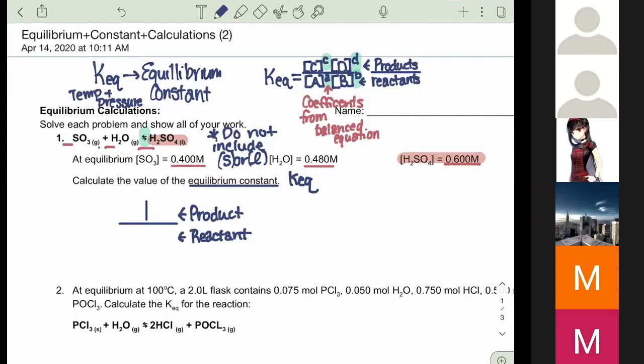Tima? On the part that says do not include, is that an E or an L? That's an L, a cursive L. Okay, sorry.